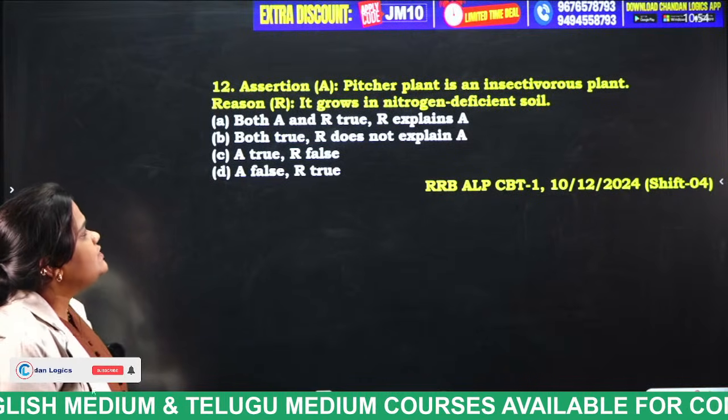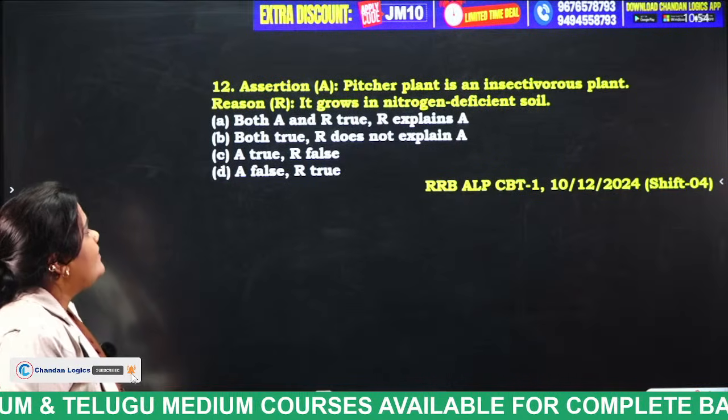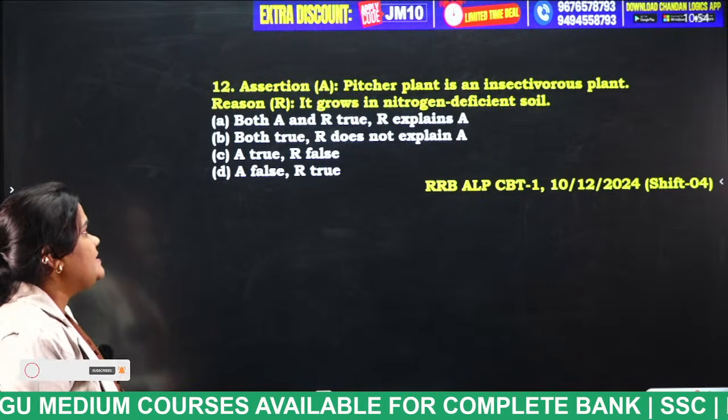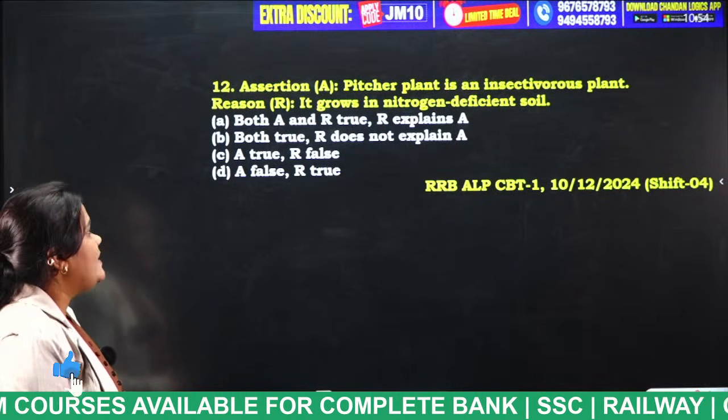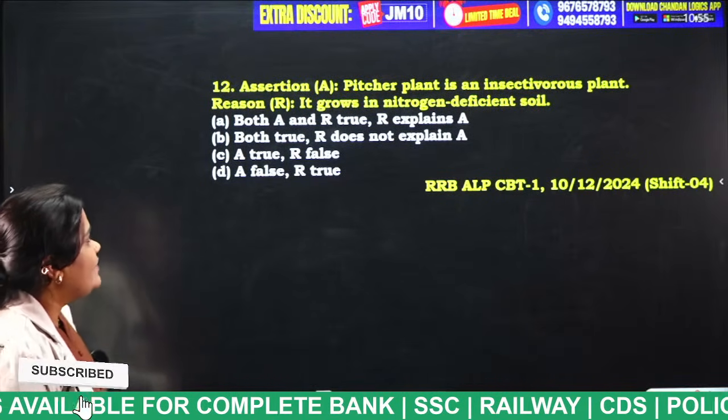Next question. Assertion: Pitcher plant is an insectivorous plant. Reason: It grows in nitrogen deficient soil. Both A and R are true, R explains A. Both true, R does not explain A. A true, R false. A false, R true.